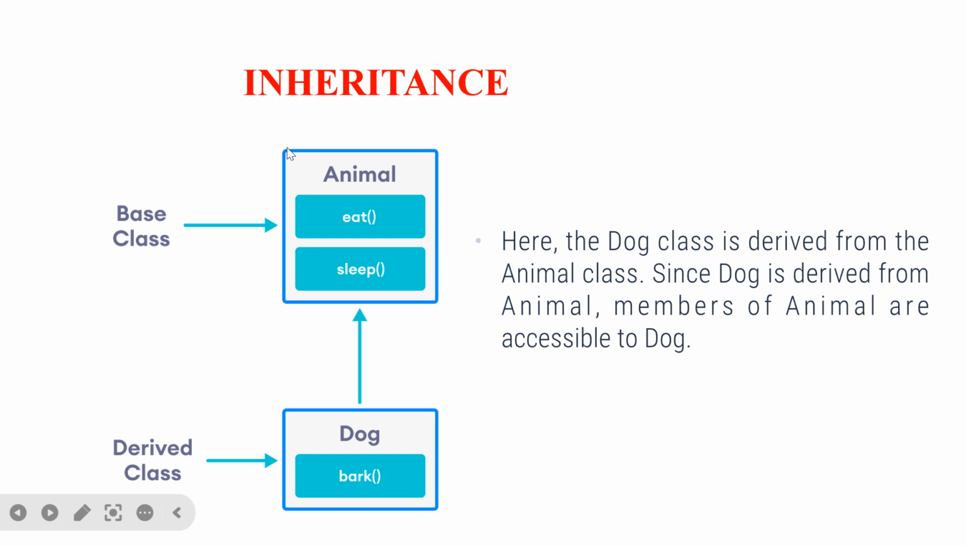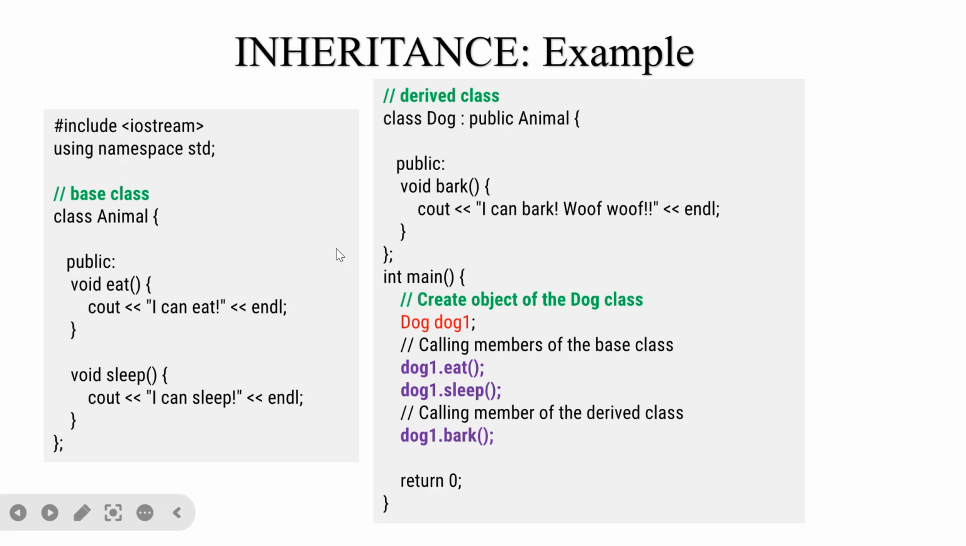So this can be represented using the concept of an image. Animal has two functions, eat and sleep. At the same time, dog is the derived class, so it has its own function named bark. Also, it has the base class functions as well. So this is one simple example of inheritance.